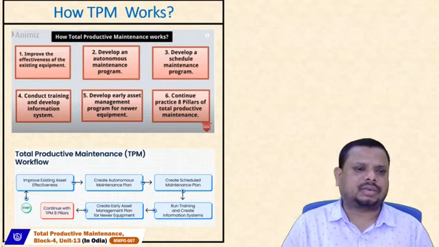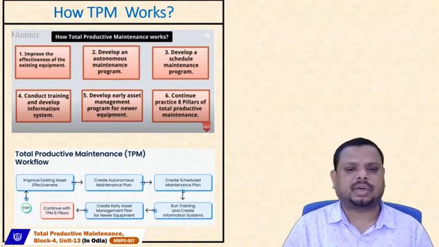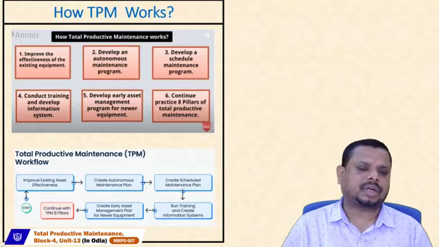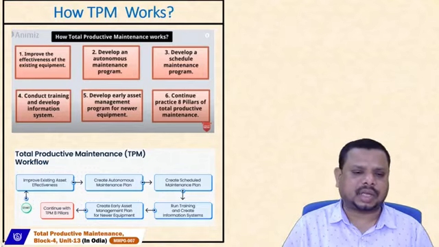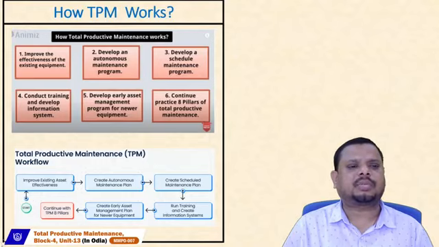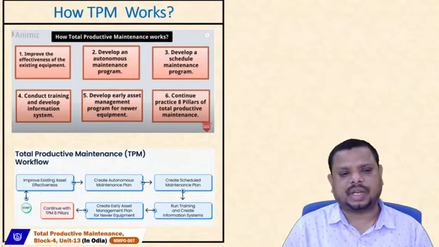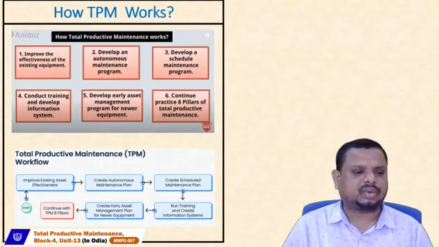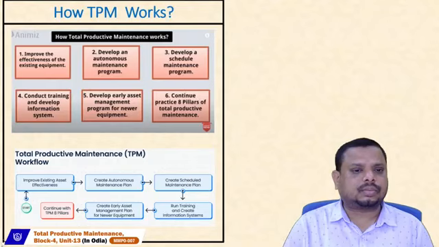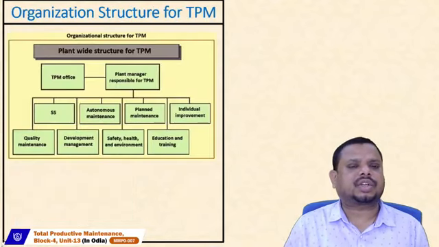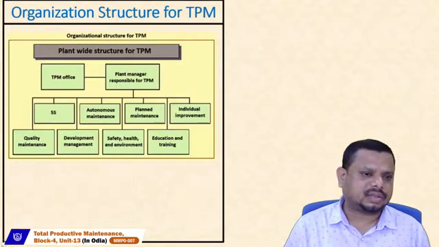The next function we have is continuous practices, the 8 pillars of total productive maintenance. We'll understand in the upcoming slides how these 8 pillars are most important whenever a company implements total productive maintenance in their organization. So this is one aspect. The next one is the organization structure for total productive maintenance.